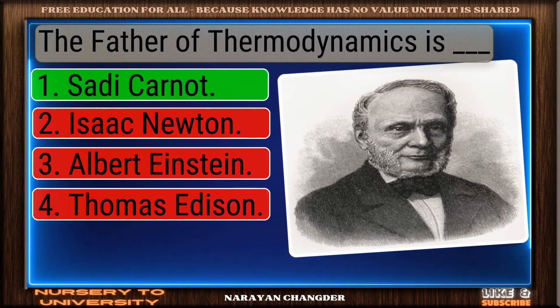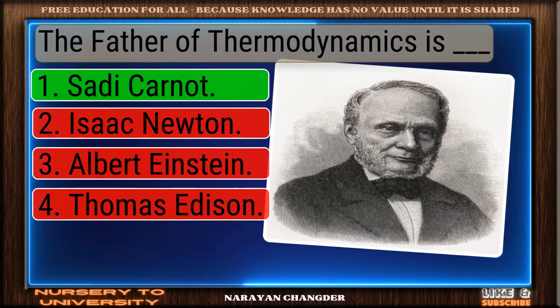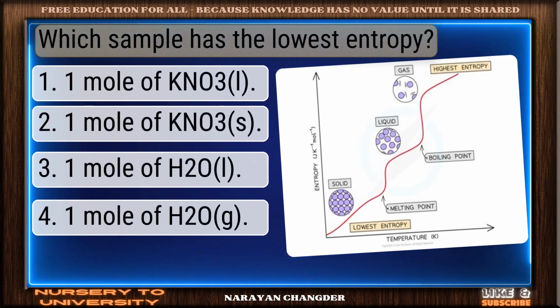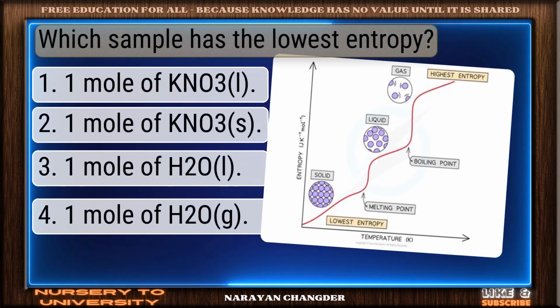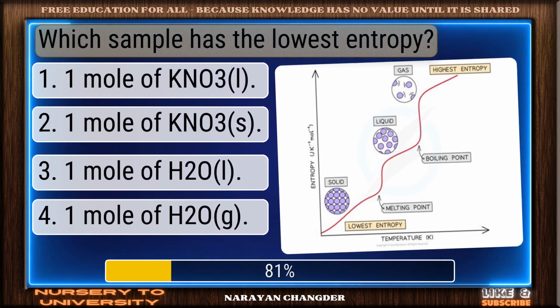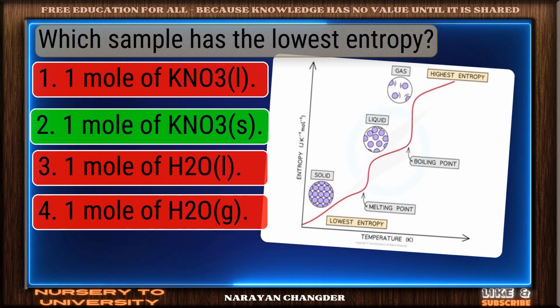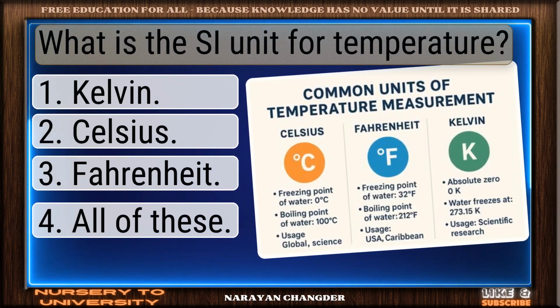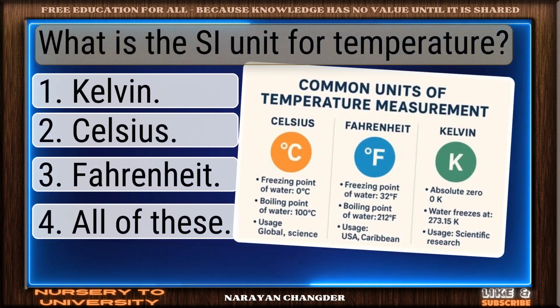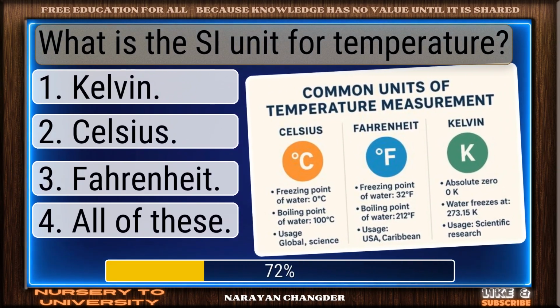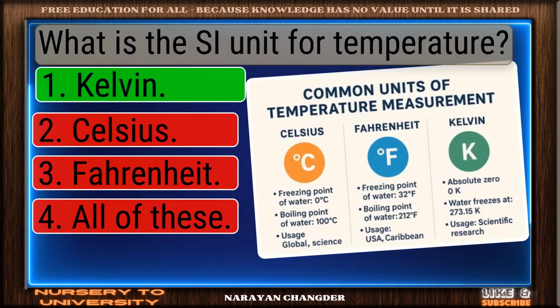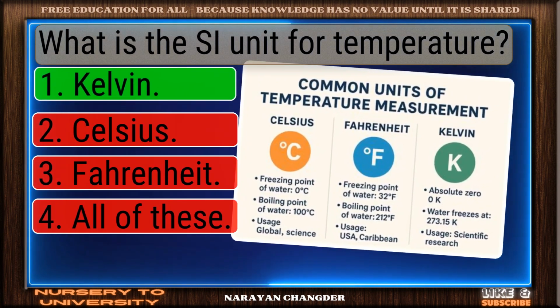Good thinking. Steady Carnot is the right answer. Which sample has the lowest entropy? Great thinking. 1 mole of NO3 is the right choice. What is the SI unit for temperature? Excellent. Kelvin is a brilliant choice.